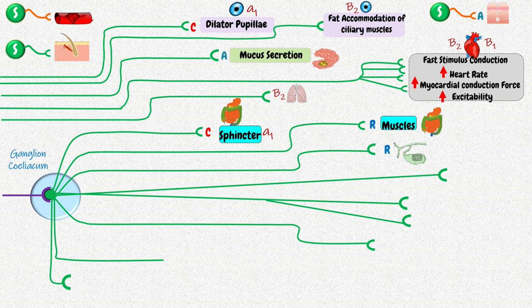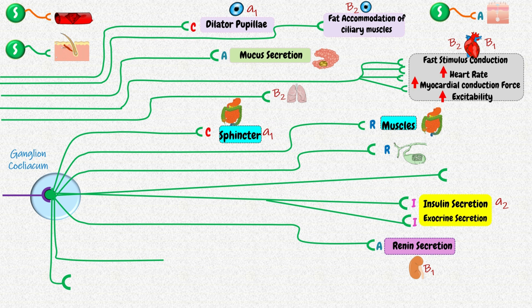The effect of the sympathetic system on the kidney is that it causes renin secretion by stimulation of beta-1 receptors. The effect of the sympathetic system on the pancreas is that it inhibits the secretion of insulin through alpha-2 receptors. It also inhibits the exocrine secretion. It activates insulin secretion through beta-2 receptor in the pancreas.